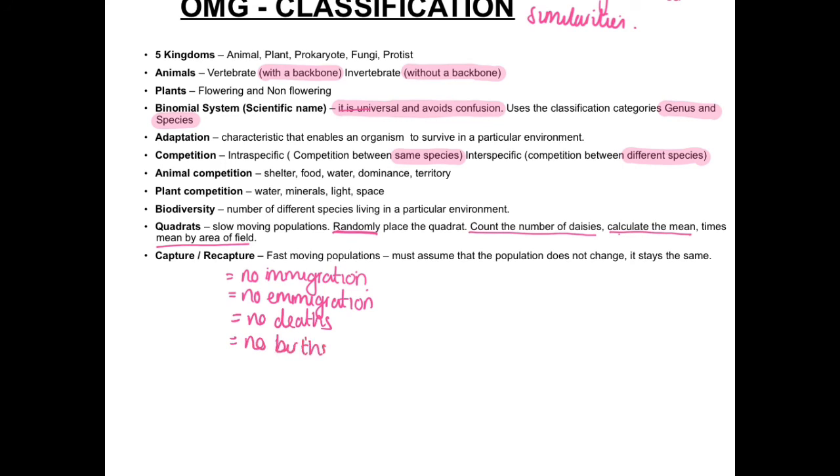So essentially what I have said here, that we must assume that the population does not change, it stays the same. So we're assuming that on the first time we capture them, the population is whatever number it is, and a day later, 2 days later, whenever we come back to do the recapture, the population hasn't changed. Like how there has been no births and deaths in that time, okay? However, we can't just say the population doesn't change, because they can ask for 3 or 4 assumptions we must make, which are those. Okay, so that is our OMG for classification.